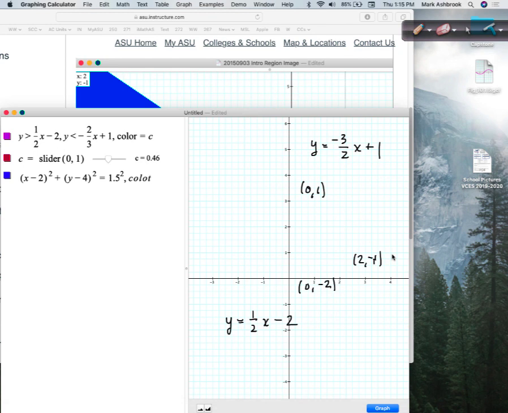Let's just leave it at that. All right, so if I change this to greater than, what am I going to see? A whole lot of blue, right?